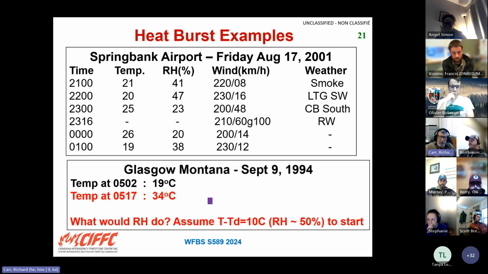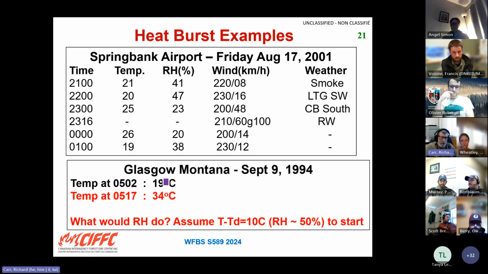Glasgow, Montana, at the bottom here, temperature jumped 15 degrees Celsius just in a few minutes there. So really rapid increase in temperature. And what would the RH do? Well, if dew point depression was 10 degrees, RH 50% to start, you're kind of doubling that and then half again. So you're going to come down to 25, you're going to come down to about 18%, or so, a little bit under 20%. So, yeah, quite a rapid rise in temperature and a big drop in RH at the same time.